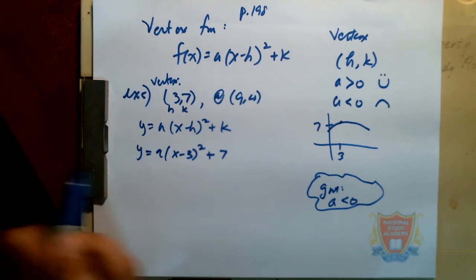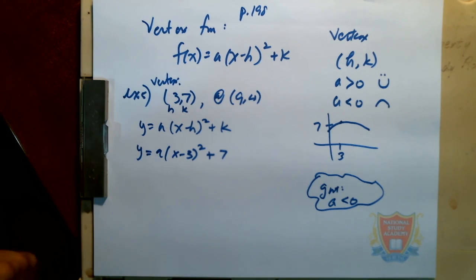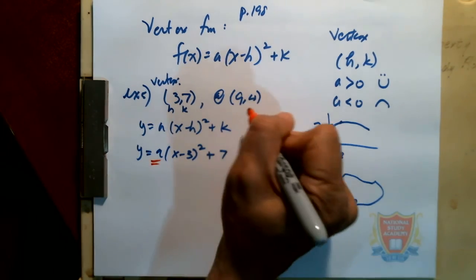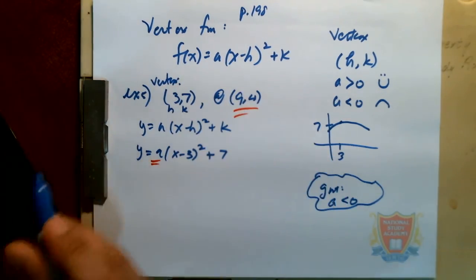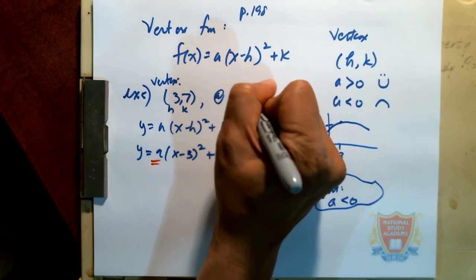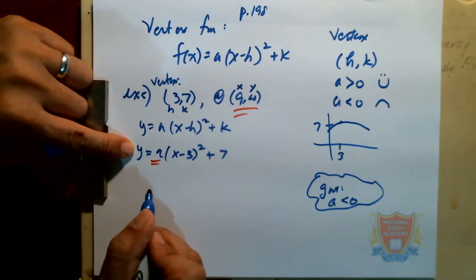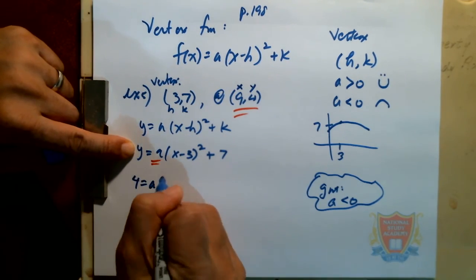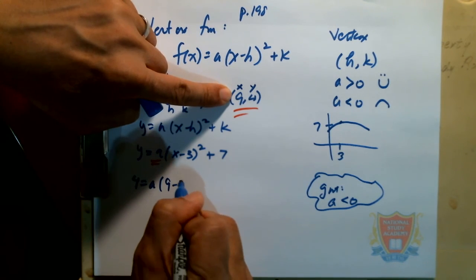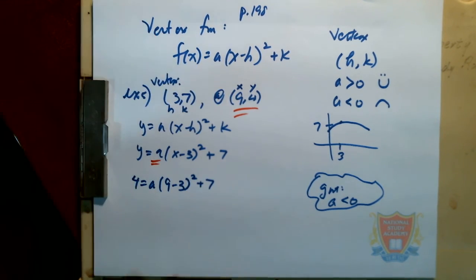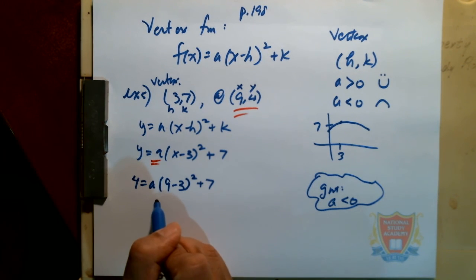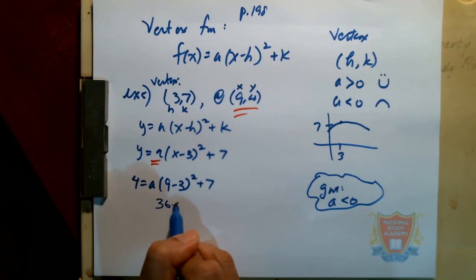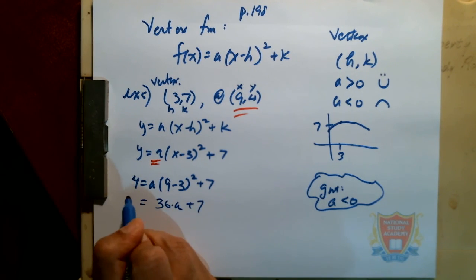How do I find this a value now? This is where it gets a little bit tricky. To find this value, I plug in this point. So let's plug it in. That's your y value, that's your x value. So we plug in 4 for y: 4 equals a times 9 minus 3 squared plus 7. 9 minus 3 is 6. Squared is 36. So a times 36. 36 times a plus 7 is equal to 4.